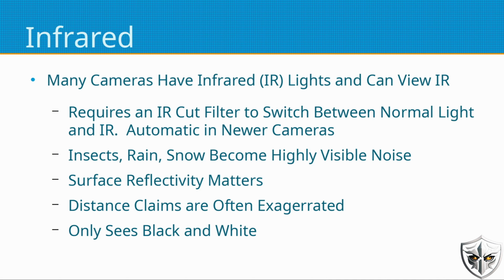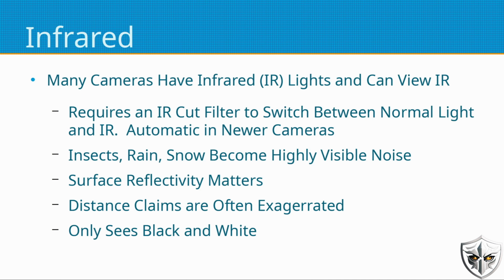Insects, rain, snow, they all have a high amount of surface reflectivity, and surface reflectivity matters. So those items, insects, rain, snow, dust, things like that that float in the air, become highly visible and they make a lot of noise on the camera. If you have a camera that's set to record motion, you're going to detect a lot of motion because of all these objects. Even though they're very small, they're not truly motion, but they are going to set off the motion on that camera. So IR is not the best solution to see video, but it's better than no video, I suppose.